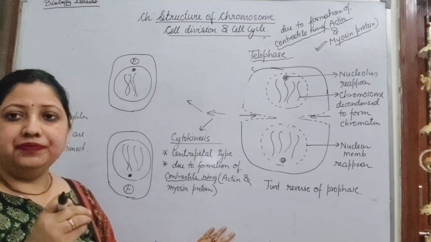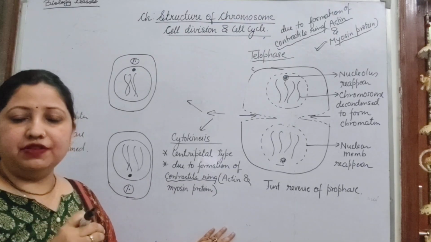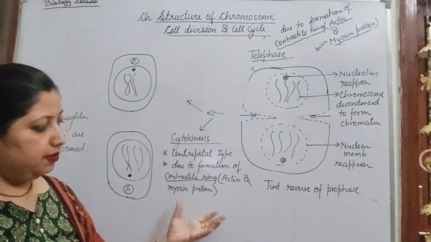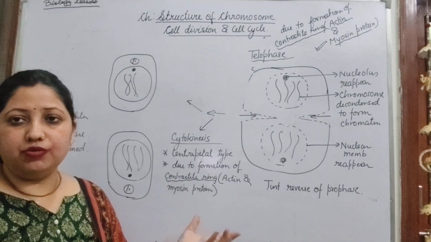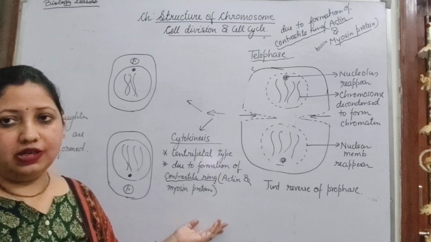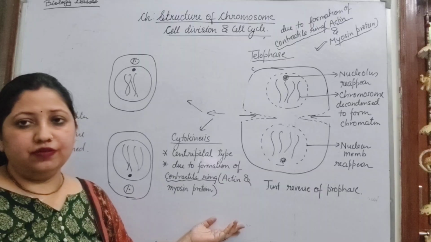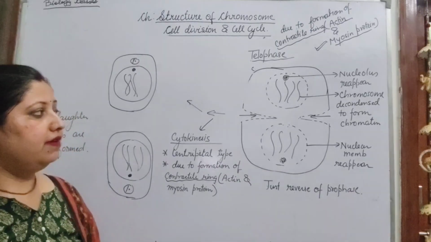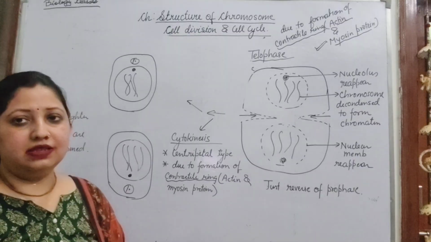What kind of changes take place in the chromosome number and also in the C value? C value is the DNA content found in the genome, that is in the haploid nucleus. So the DNA content in the haploid nucleus is what we call the C value. So we will understand the C value and the changes in the chromosome number in the next class.